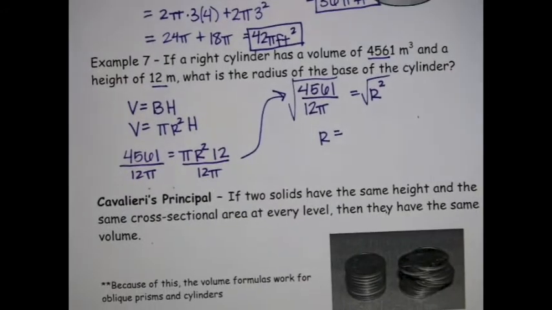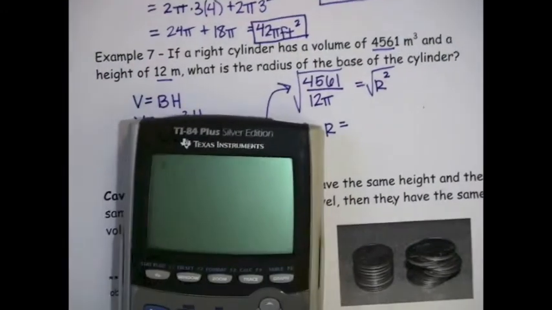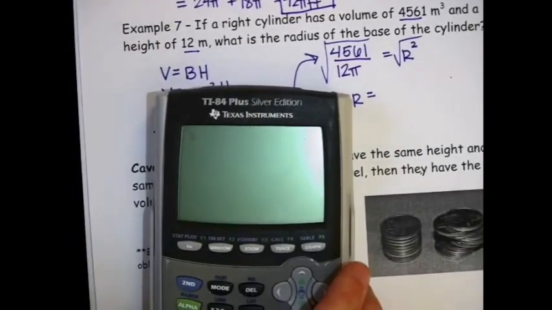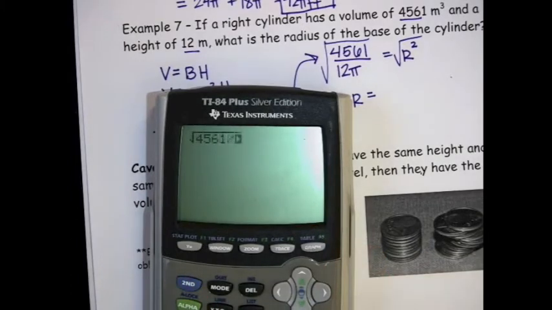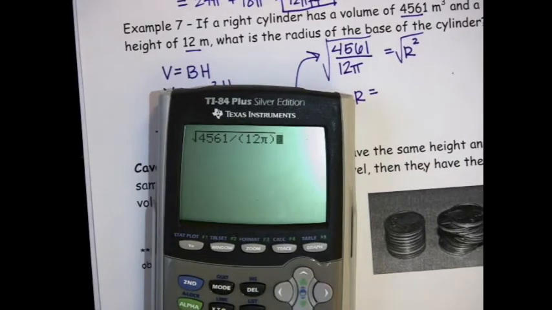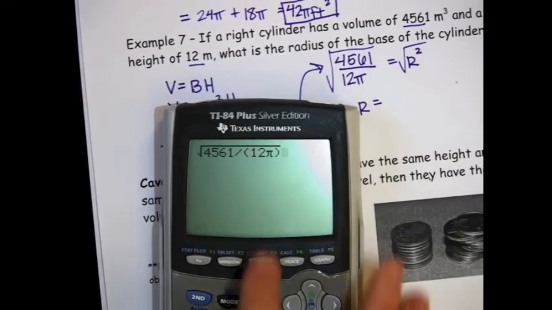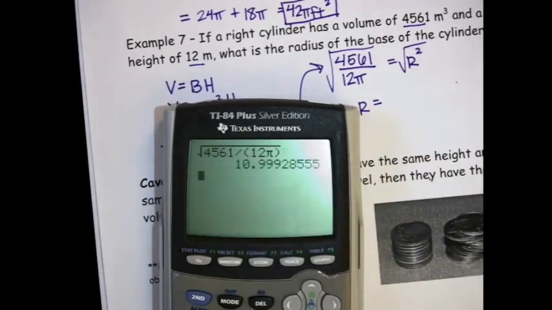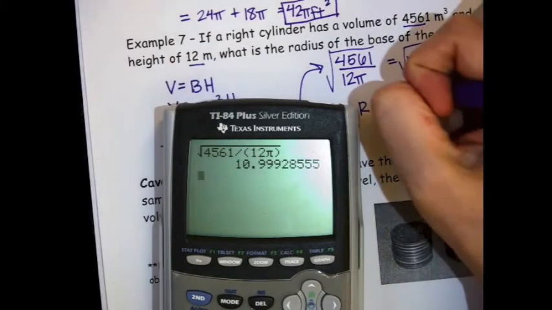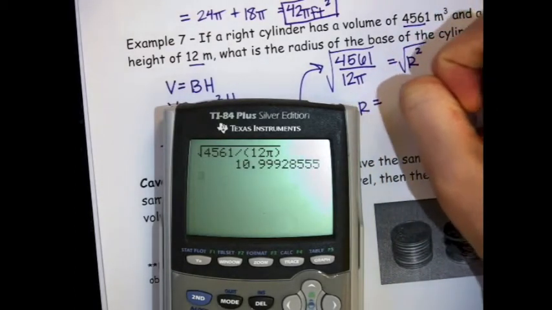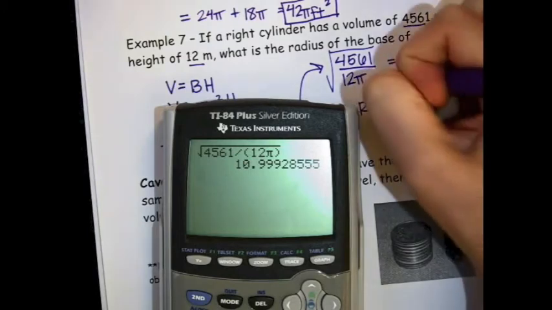Now we need to be very careful putting this in our calculator. You need to make sure it looks like this. So I'm going to do the square root of 4,561 divided by, you must use parentheses for the denominator. So 12 pi, and I'm going to go ahead and close my parentheses. You must use parentheses for the denominator. If you don't, you'll end up getting the wrong answer. So here I know my radius is approximately 11 meters.